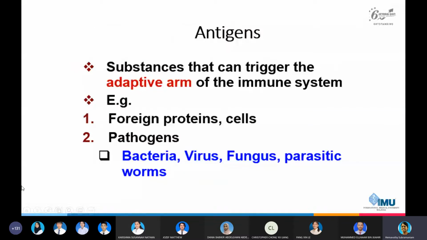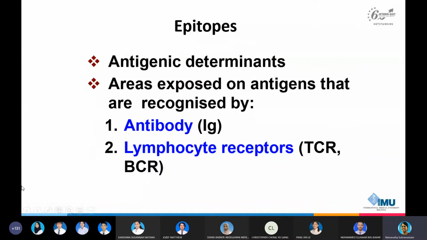Epitopes. This might be new to you. Epitopes are areas exposed on antigens. You can only find this on antigens, not on immune cells. Epitopes are areas exposed on antigens that are recognized by antibodies and lymphocyte receptors, for example. So they're also known as antigenic determinants.